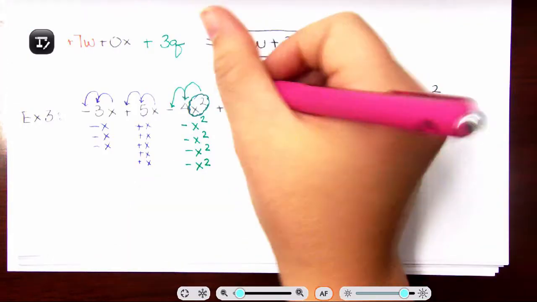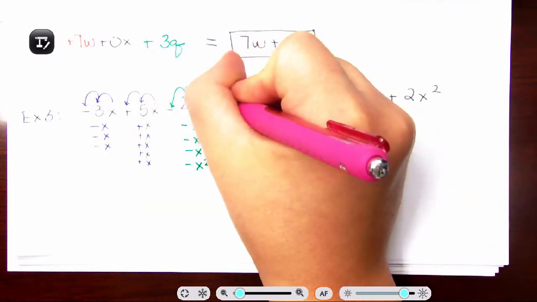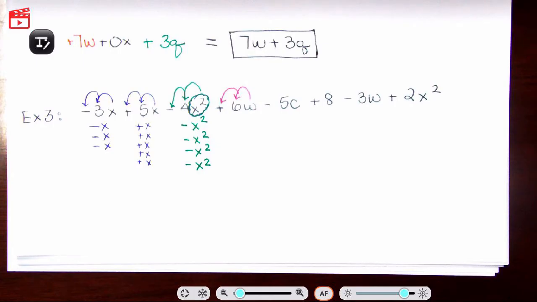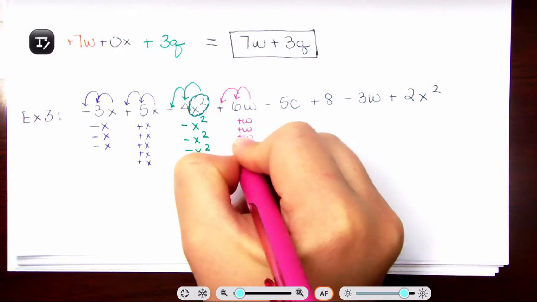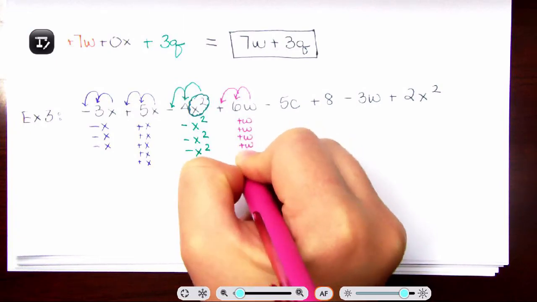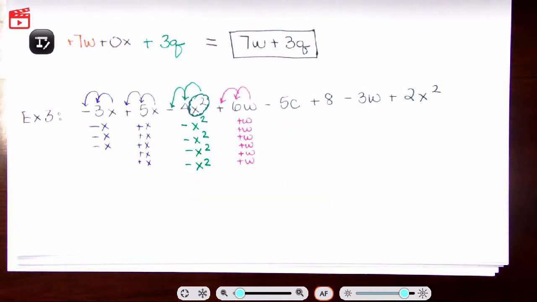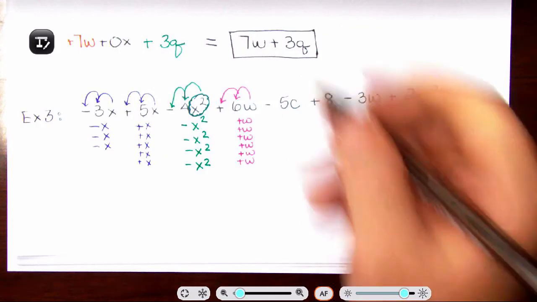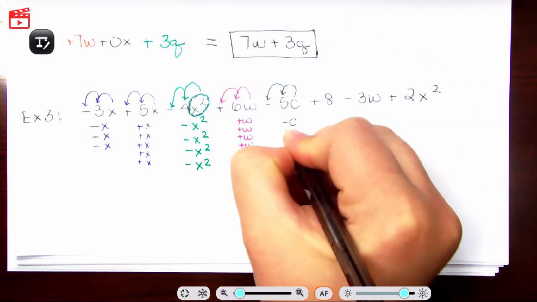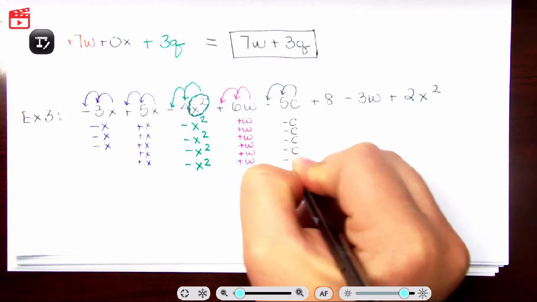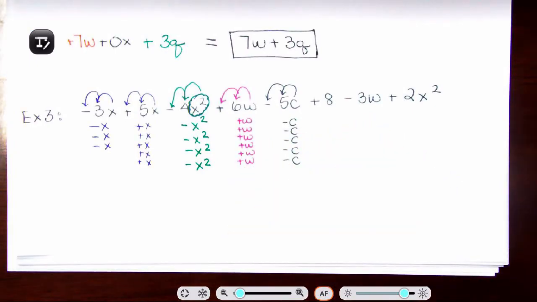Then I have w's. How many? 6. And they are plus 1, 2, 3, 4, 5, 6. Next I have c's. I have 5 c's. What's the sign? Minus 1, 2, 3, 4, 5. Then I have 8.